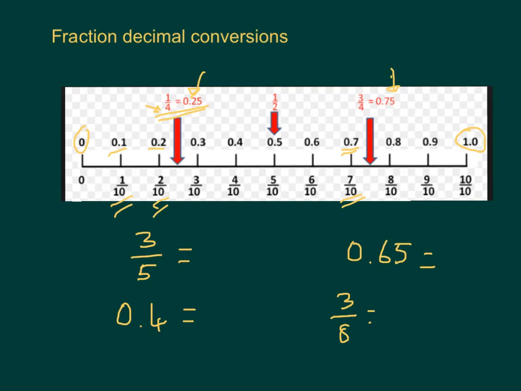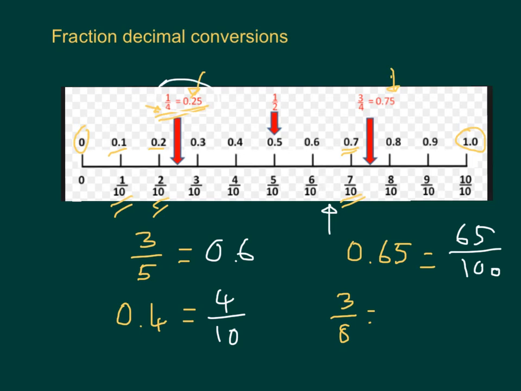So fifths split the gap between 0 and 1 up into 5 pieces. Each piece is 0.2. So 3 fifths must be 0.6. 0.65 we can see is between 6 tenths and 7 tenths, so I actually have to break that further down into hundredths. 65 hundredths. 0.4, as we can see, is 4 tenths. And we can note that it's not the same as a quarter, because that's 0.25, that's a common misconception.